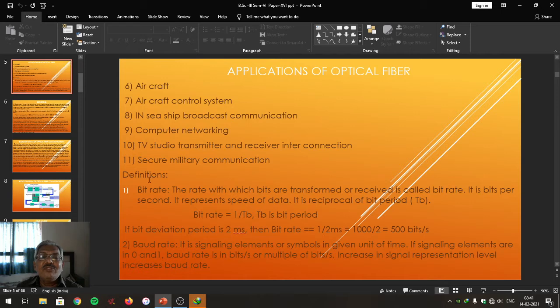The first term which we are going to define is the bit rate. Dear friends, we are well aware that bit is the short form of writing the binary digit, which was studied in B.Sc first year in the digital electronics paper. Bit rate means the number of bits which are transmitted from transmitter to the receiver per second. That is called a bit rate. Or the rate with which bits are transmitted or received is known as bit rate. It is bits per second.